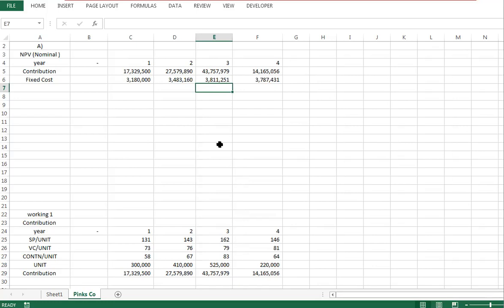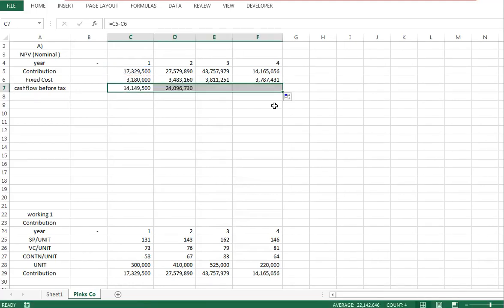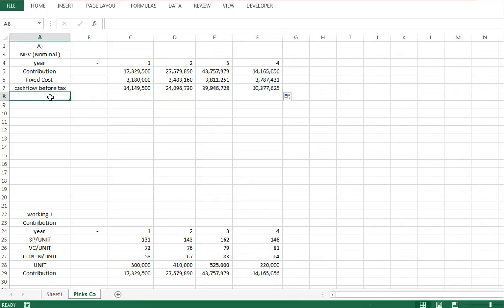Okay, now after the fixed cost, we can easily calculate the cash flow before tax, which is contribution minus your fixed cost. We are calculating this so that we can calculate taxation after this, and you know that tax is 26%, right? So 26% means 0.26 multiplied by this figure. Remember, the tax is in the same year. There is no time delay in taxation, right? So we have the tax.